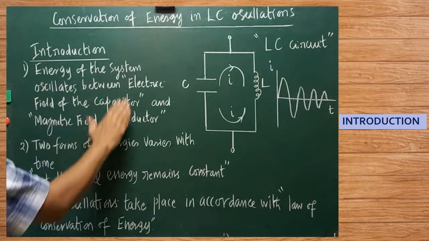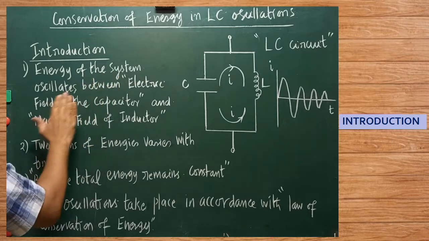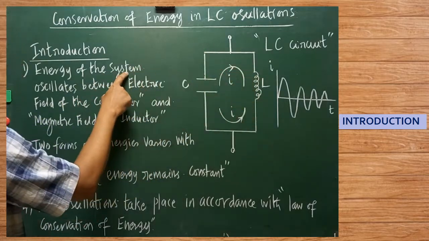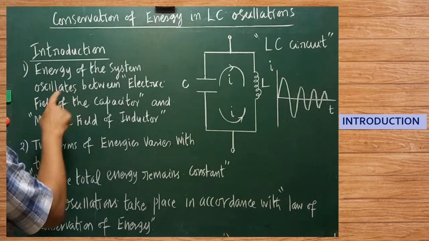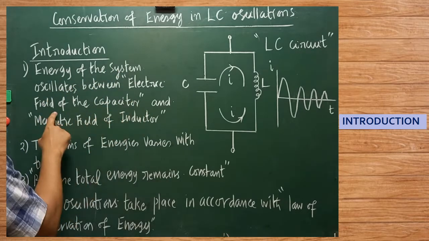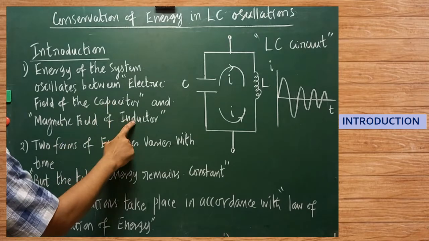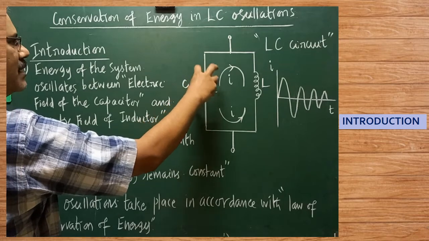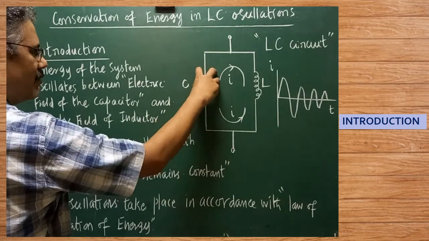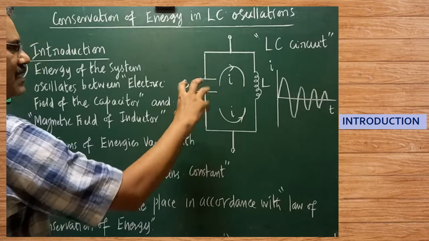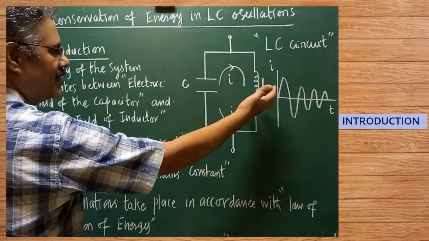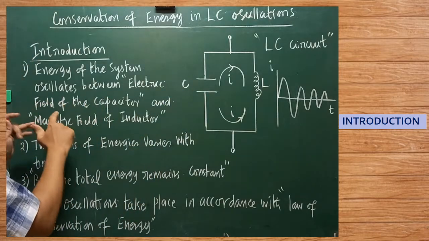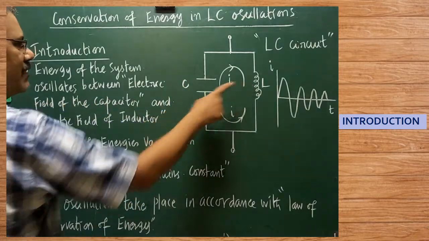So look at the first sentence. What is given here? Energy of the system oscillates. System means this tank circuit, this LC circuit. So the energy stored in the system oscillates between the electric field of the capacitor and the magnetic field of the inductor. The meaning is, sometimes the energy may be in the form of electric field, that is, electrostatic potential energy. Sometimes the energy may be in the form of electromagnetic potential energy. So it varies between the electric field of the capacitor and the magnetic field of the inductor.